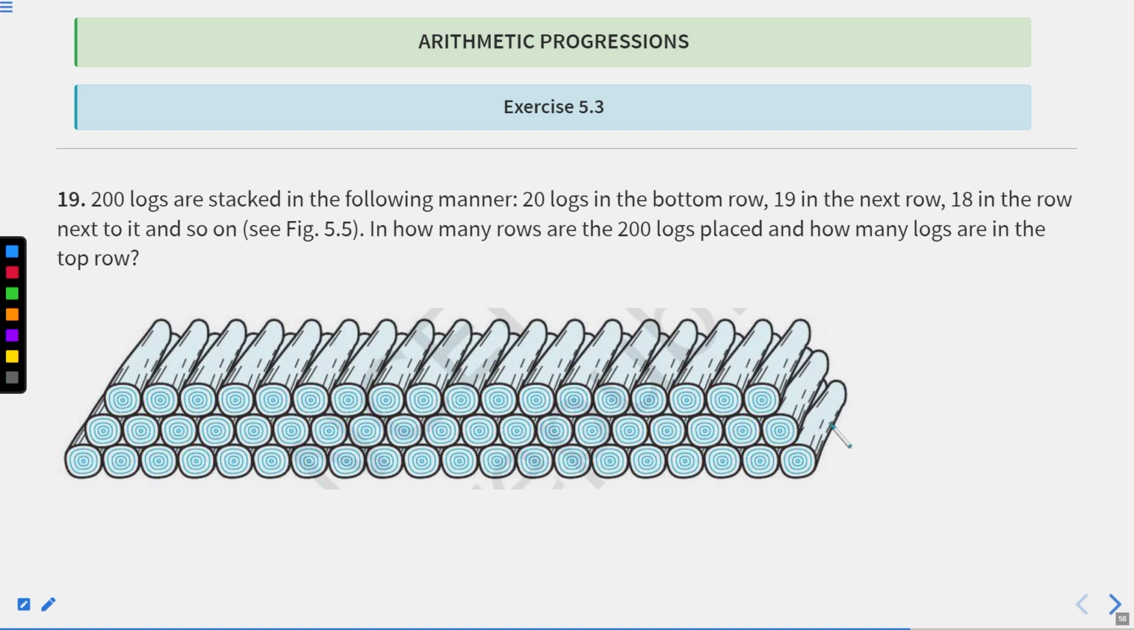See figure 1. For this row we have 20 logs, for this we have 19 logs, and for this we have 18 logs, and so on. So in how many rows are the 200 logs placed, and how many logs are in the top row? So here we have two questions that we have been asked.